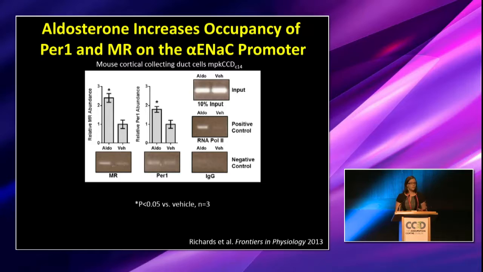So this illustrates a very interesting connection, how these two homeostatic mechanisms, the circadian clock on one hand and the mineralocorticoid receptor and aldosterone signaling on the other hand, might interface to regulate these important sodium transport genes in the kidney.